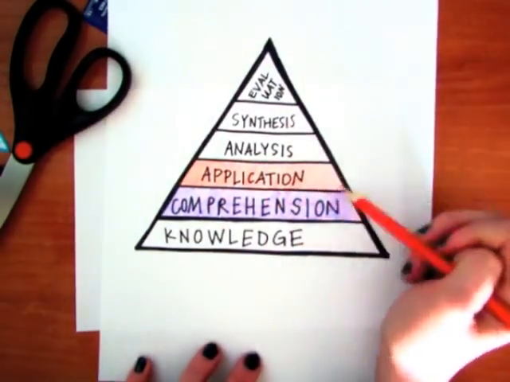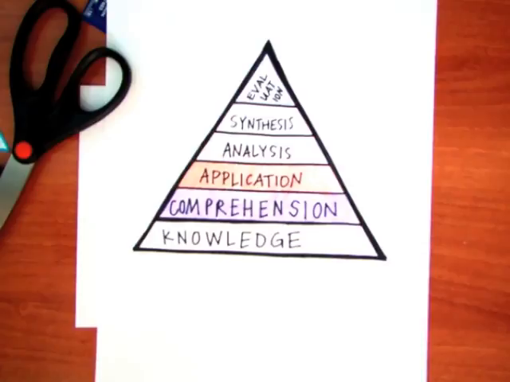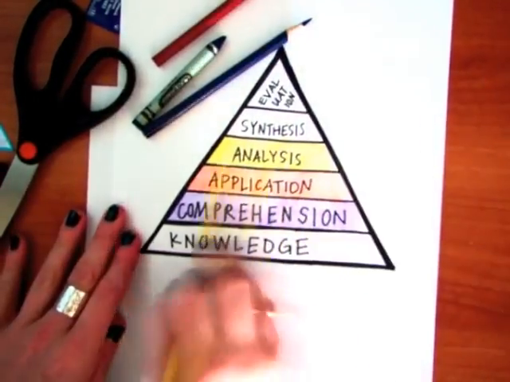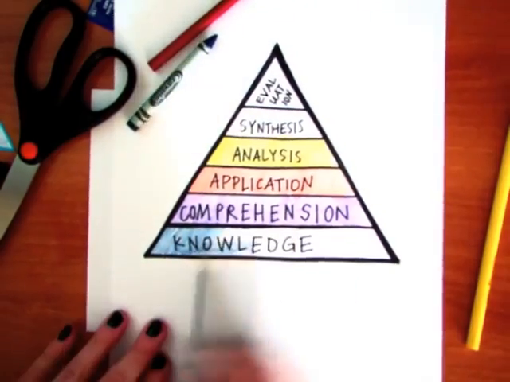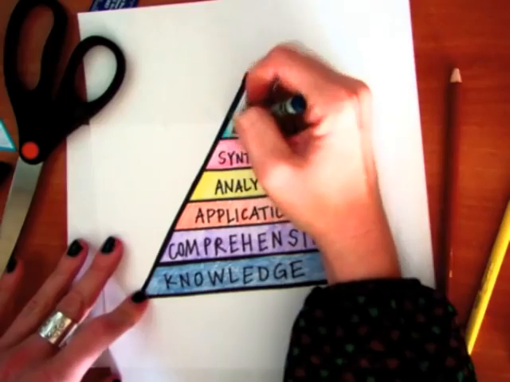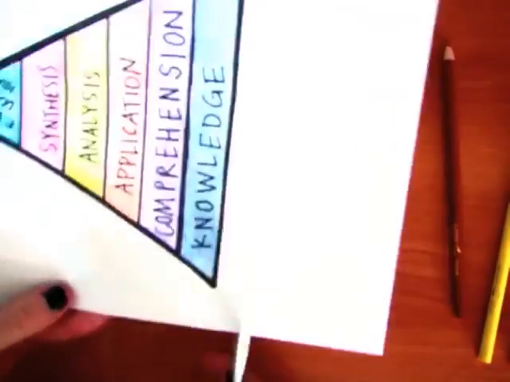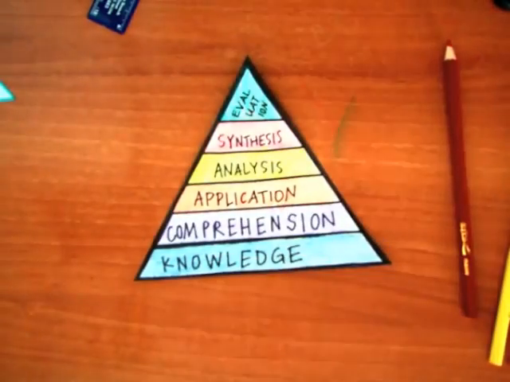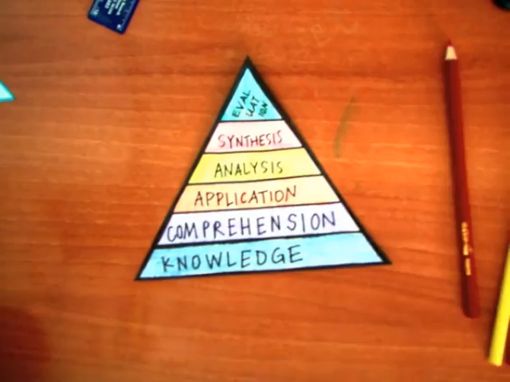This is actually the first image I ever saw of Bloom's when I was first learning it. It's in a pyramid shape, it has knowledge at the bottom, comprehension, application, analysis, synthesis, all the way to evaluation at the top. The categories or levels operate in increasing degrees of difficulty. That is, the first must be mastered before the next one can occur.